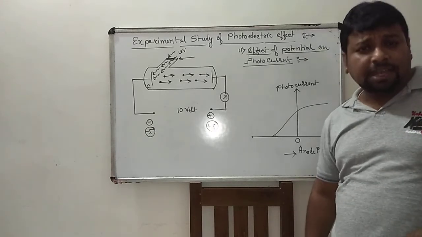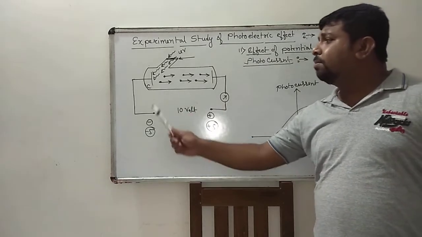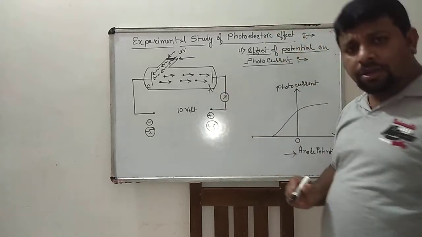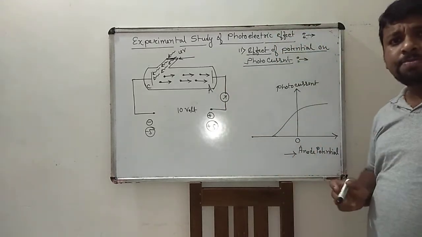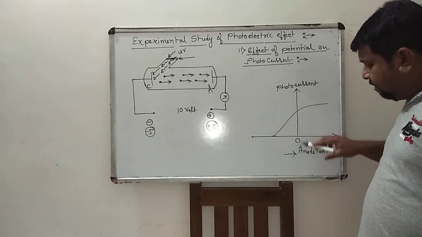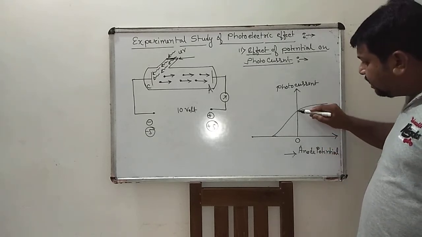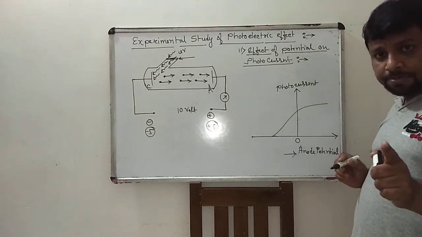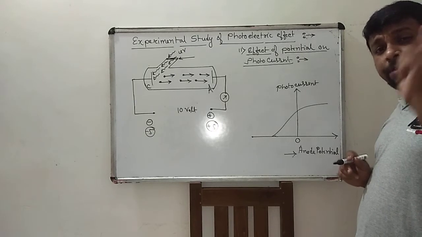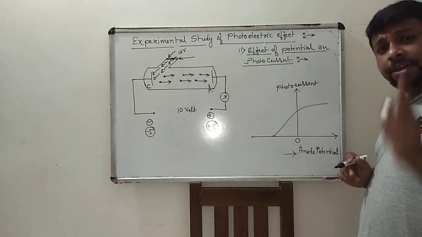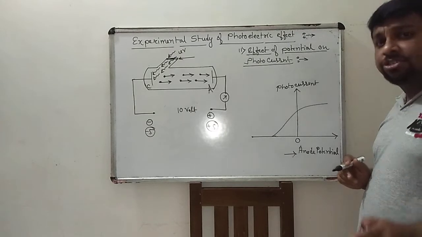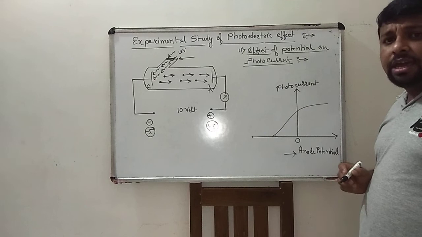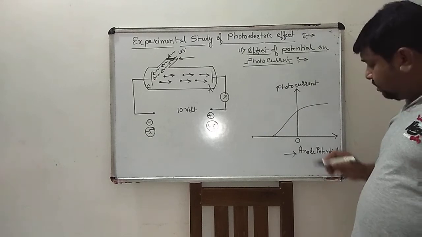Then the photoelectrons move from cathode to anode, and then we get a current. That means for 0 anode potential we get a current like this, for a fixed frequency and a fixed intensity of light radiation. For 0 anode potential we get a photocurrent.